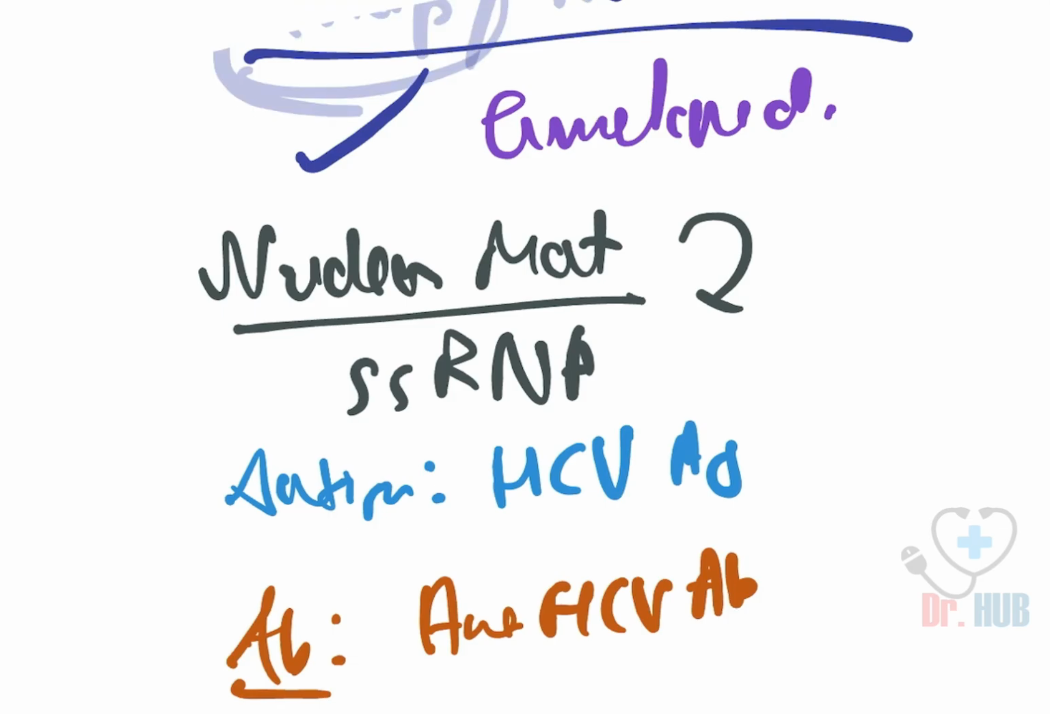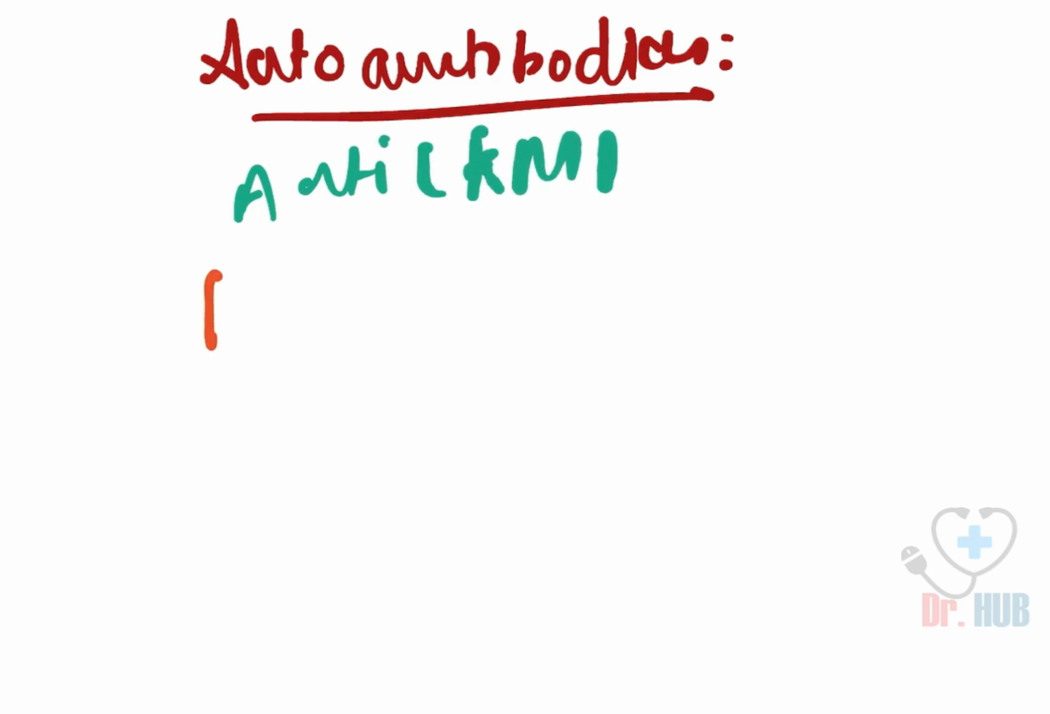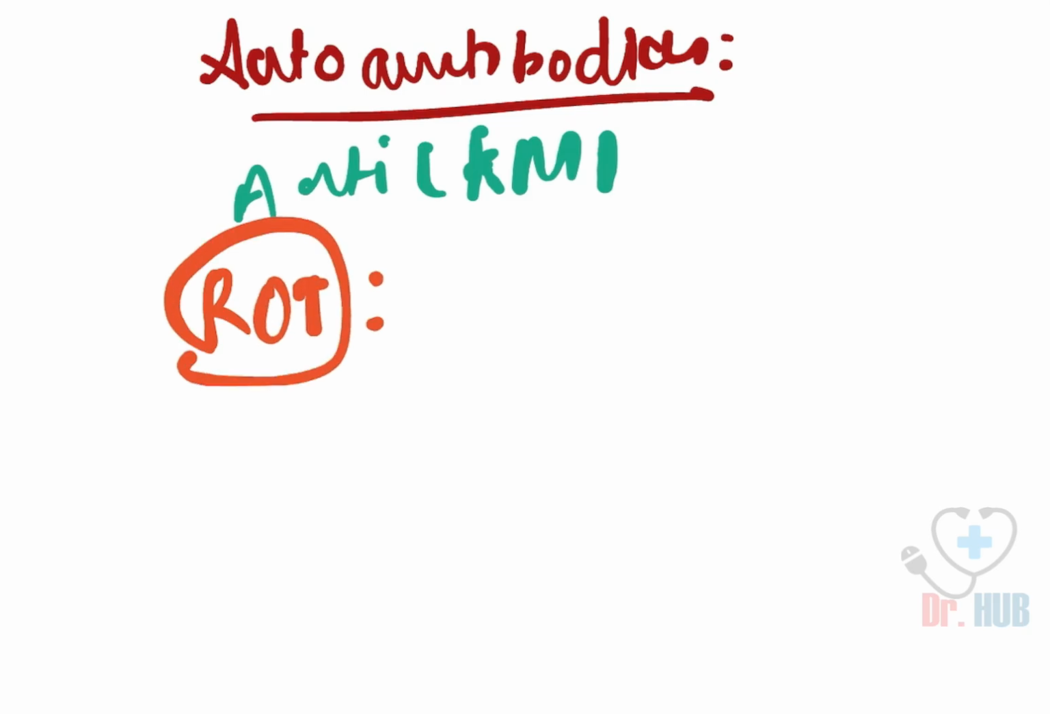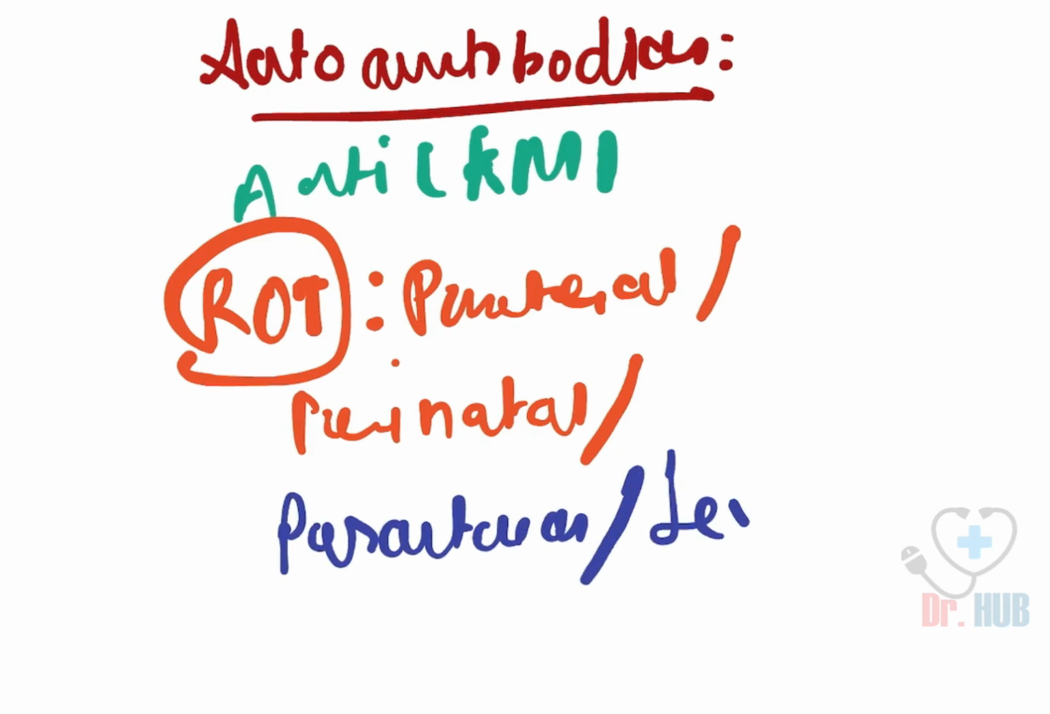Next, we move on to the autoantibodies. In the case of hepatitis C virus, the autoantibody is anti-LKM1. And what is the route of transmission? The route of transmission is parenteral, perinatal, and percutaneous, and it can also be through the sexual route.